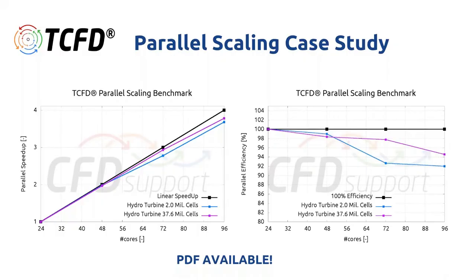Okay, so we have a few quick examples of TCFD performance. This one is a detailed study we made on TCFD parallel scaling, because we want to ensure our users can make good use of unlimited processors, users and jobs. The scalability is very important. It's one of the most important features of any CFD code, because in modern CFD, it's critical for any CFD code to show linear scale speed up with increasing number of simulation cores.